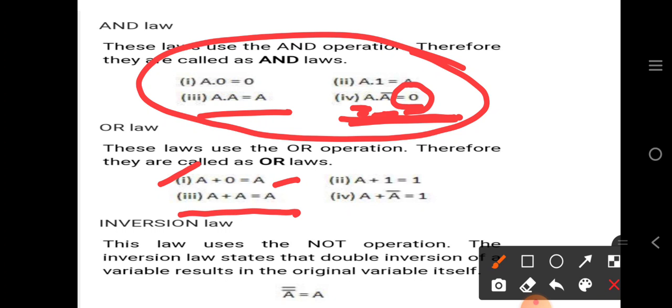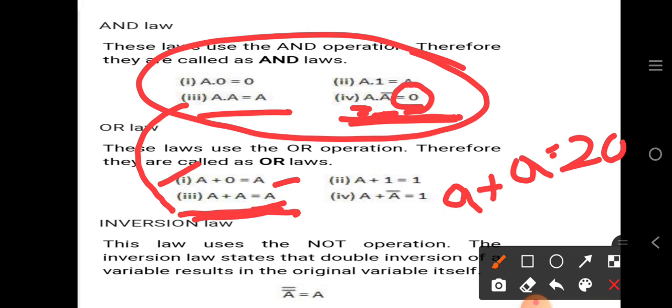Now A plus A is A. This and the previous AND law are similar. Why similar? Because these two are different from mathematical algebra, as A dot A is A square in maths, but here A dot A is only A. And also in the OR law, A plus A is only A. If you consider mathematics, then A plus A is twice of A, but here A plus A is only A.